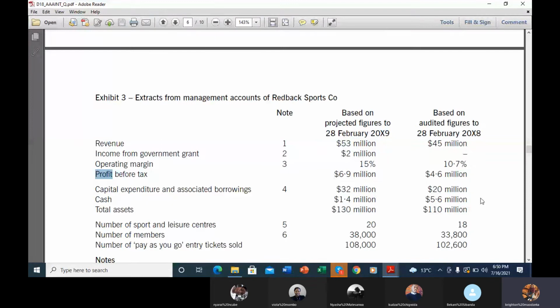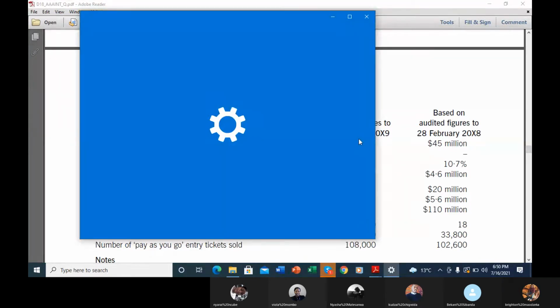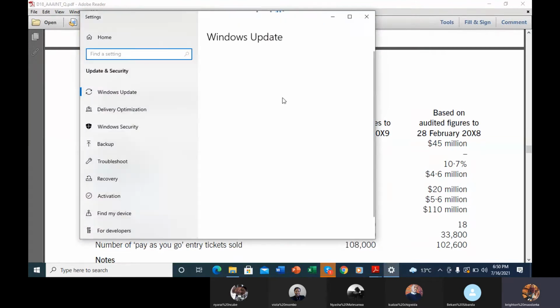Tell us, we are focusing on the financial statements. We are focusing on the what? Financial statements, isn't it? That's good. Last identification.